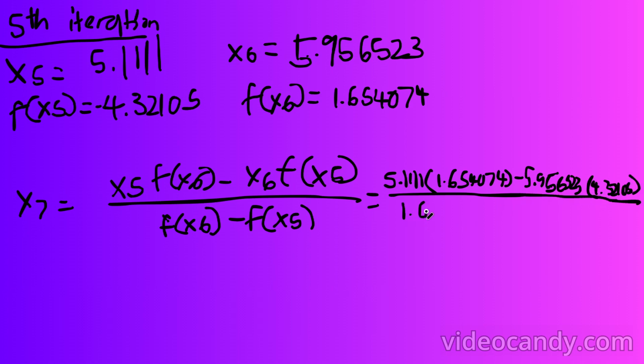So 1.654074 minus negative 4.32105. Yeah. So 5.1111 times 1.654074 minus 5.95653 minus negative 4.32105.